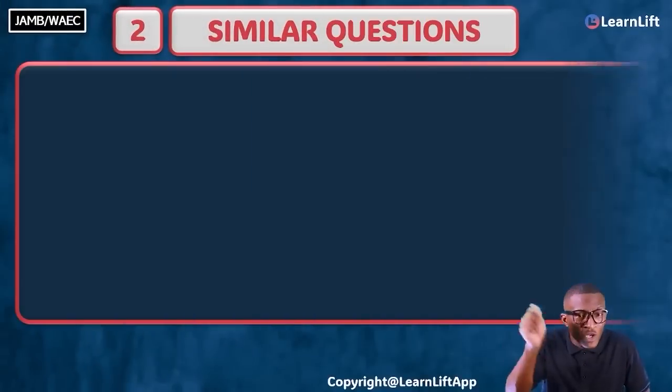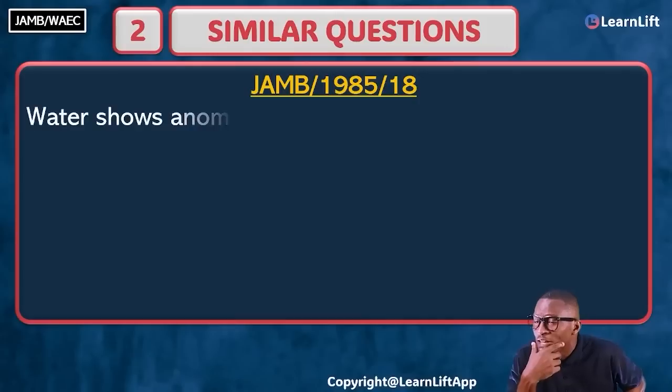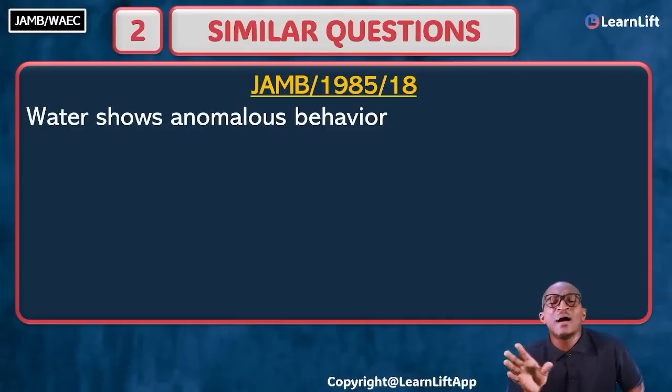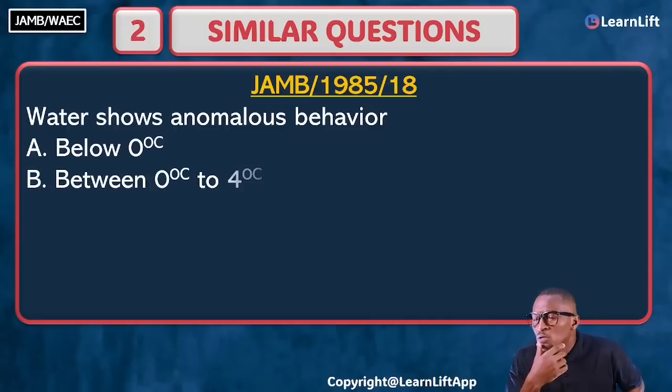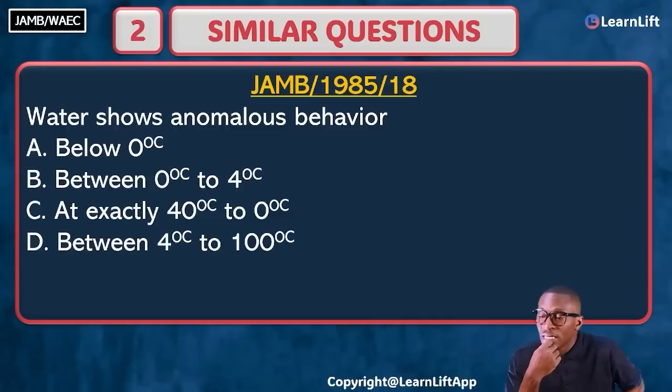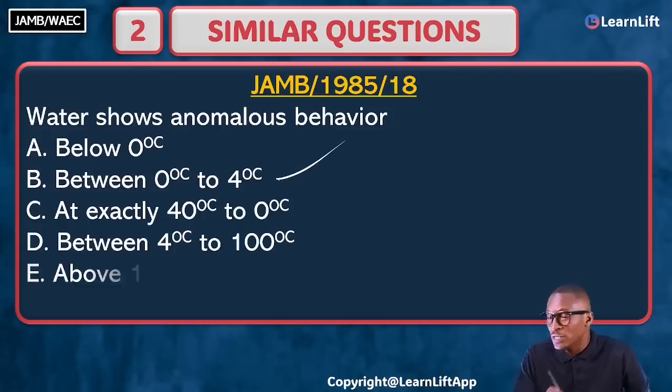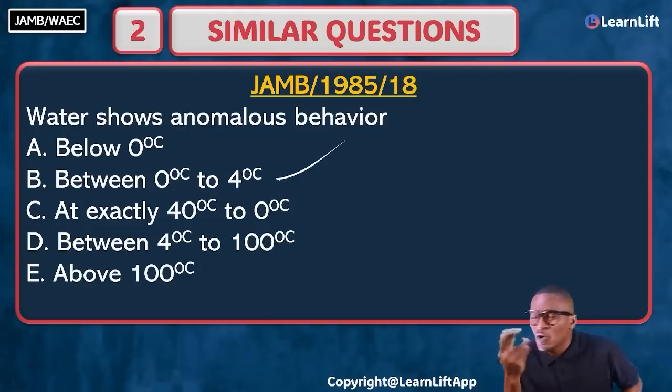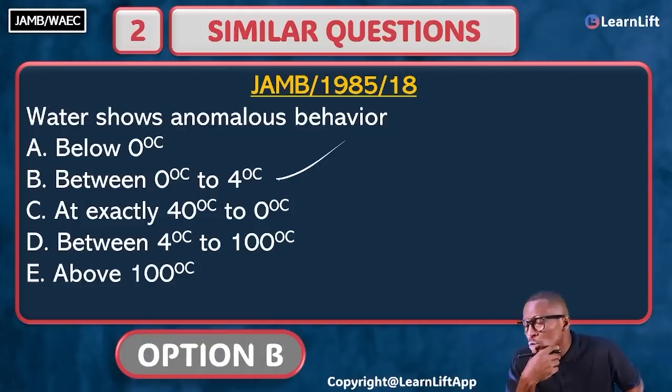And next question, similar question of that nature. If you miss them, JAMB 1985 question 18. Water shows anomalous behavior at what? A, below 0 degrees, B, between 0 to 4. C said at exact 42. D said 40. What becomes your answer? When does it show anomalous? Option B becomes the answer, between 0 to what?